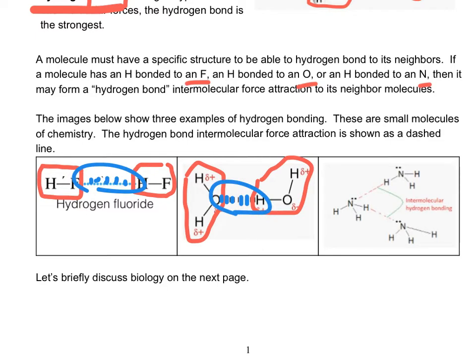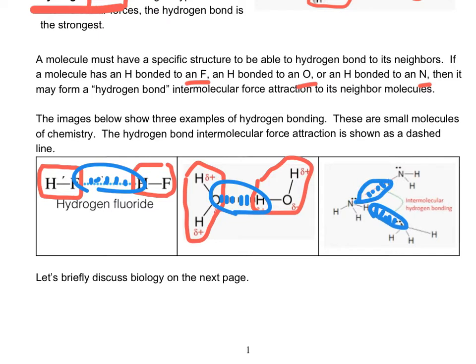And here on this last diagram, I've got 3 ammonia molecules, but what I see there is an H of one molecule intermolecular force attracted to the N of a neighbor molecule. So that's a hydrogen bond. Here again is an H of one ammonia, intermolecular force attracted to the N of a neighbor molecule. That's a hydrogen bond.